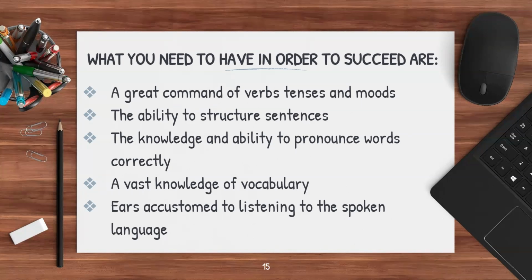Number four, a vast knowledge of vocabulary. This is definitely going to be one of the most important things that you need to have in order to succeed in these exams, okay? And the other thing you're going to need is your ears accustomed to listening to the spoken language, okay? So this is going to be very important, especially for your oral exam and paper one, where you have to do the listening comprehension, okay?